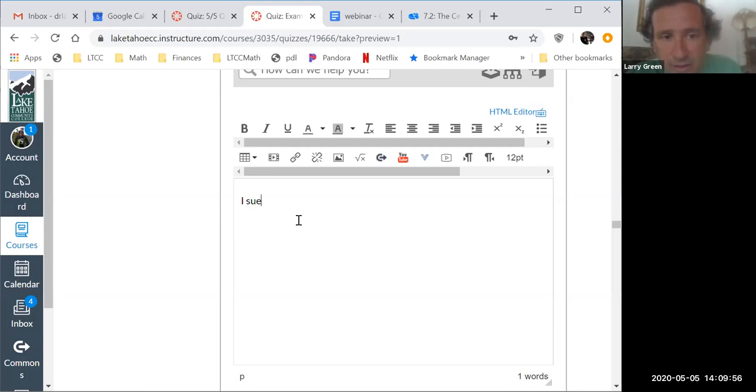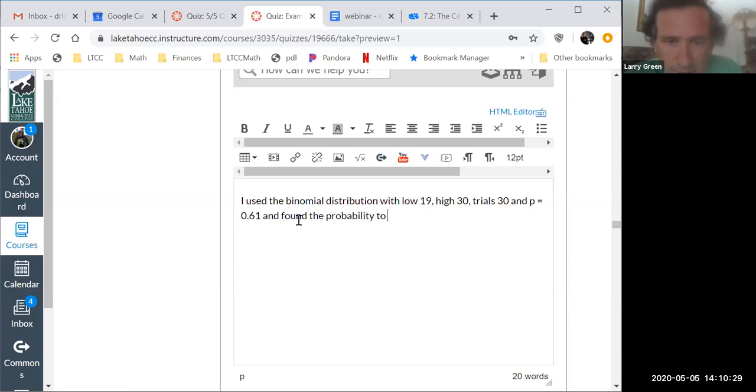So I used the binomial distribution with low 19, high 30, trials 30, and p equals 0.61, and found the probability to be 0.4758.